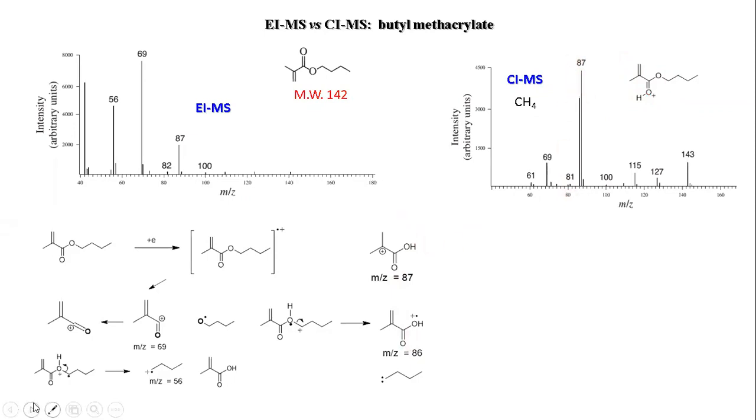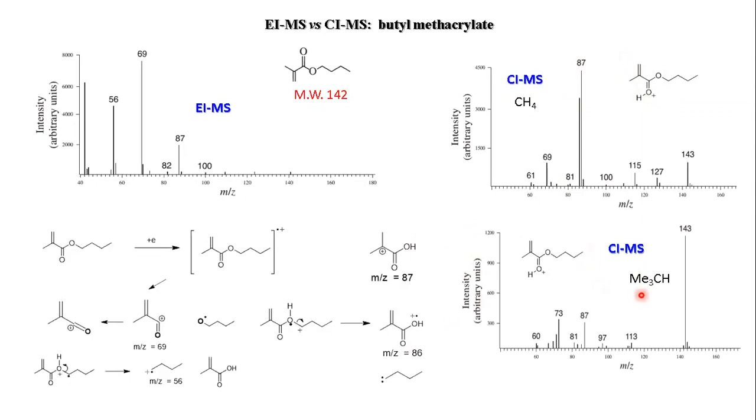Now let us look at what will be the situation if you change the gas. When you change the gas to isobutane, we see the 143 peak is much bigger. 143 means you are adding one proton to this molecule, so 142 plus one proton is 143. In this case, the proton affinities of isobutane and the molecule we are discussing are relatively comparable. If you look at the situation, isobutane can easily donate the proton.